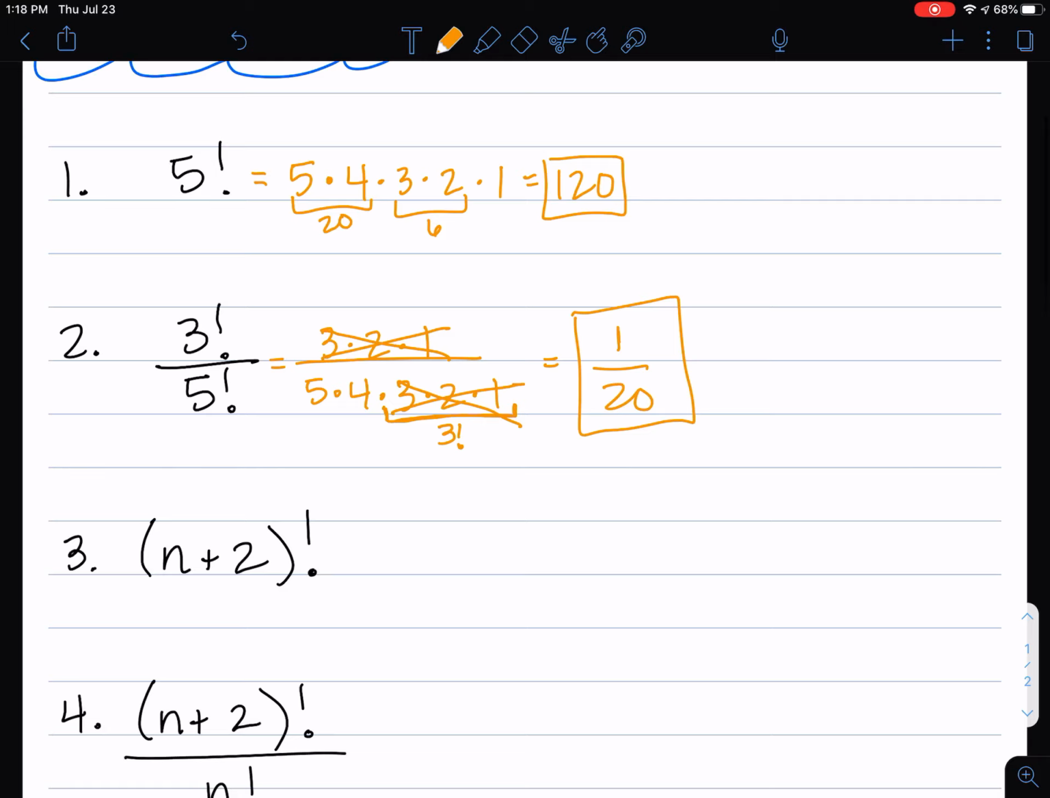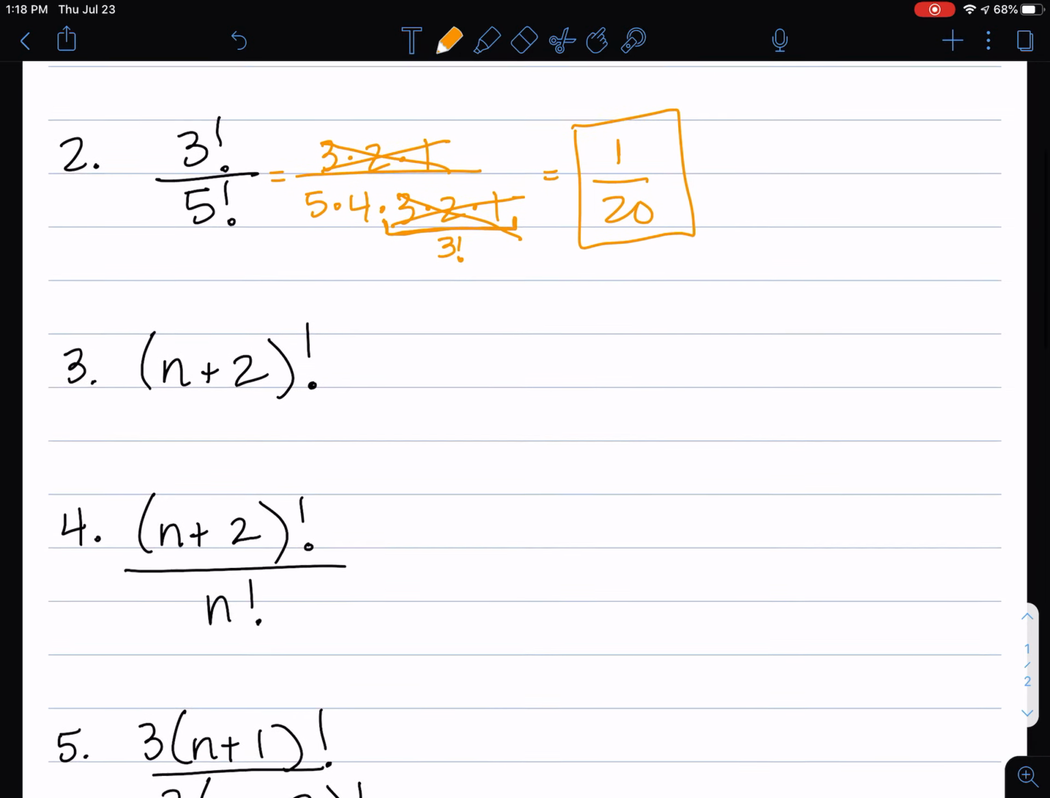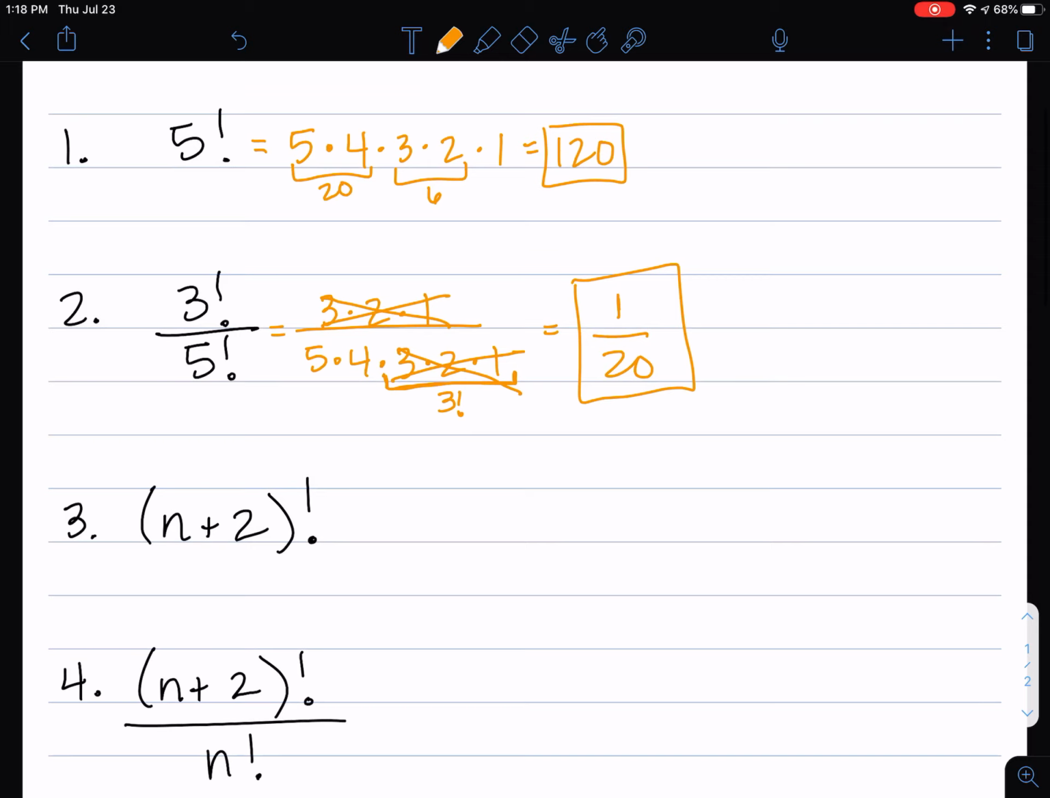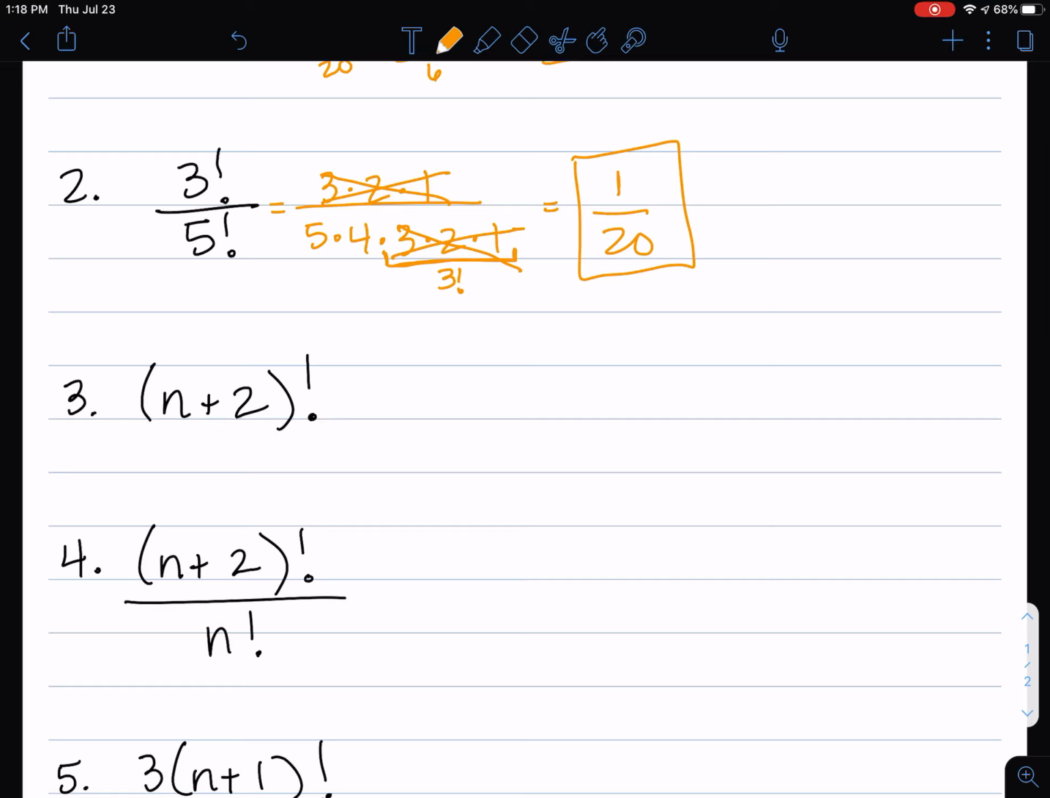I have a variable now, n plus 2 factorial. So I don't know what the number is, but I know that if I decrease it by 1, so if I went from 5 to 4 to 3 to 2 to 1, I don't know how big this is, so I don't know how many terms I'm going to have, but I know that if I have n plus 2 as my first term, what's 1 less than n plus 2? It's got to be n plus 1. Right? And then what's less than n plus 1? It's got to be n.